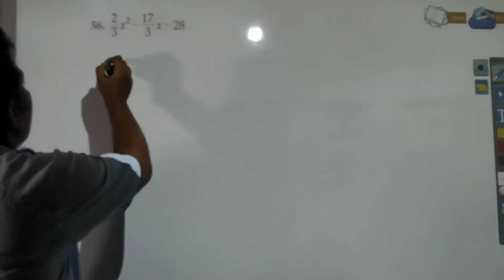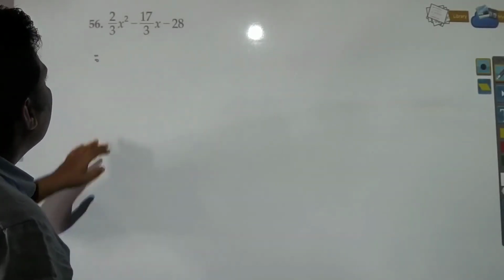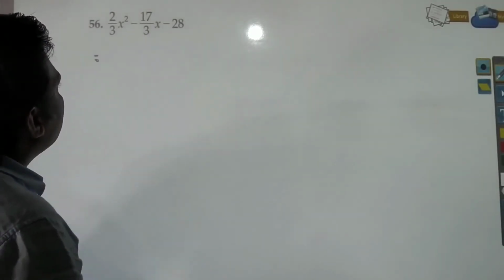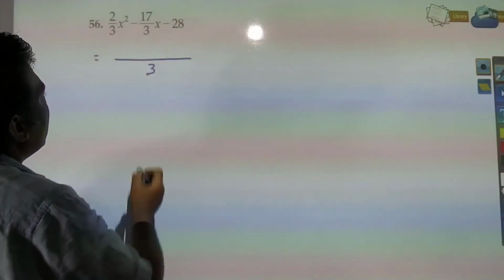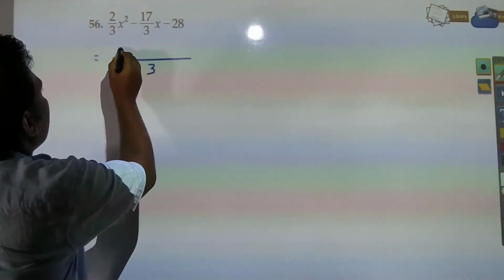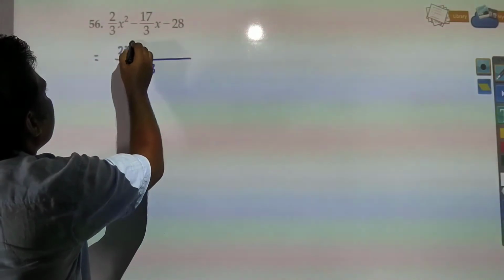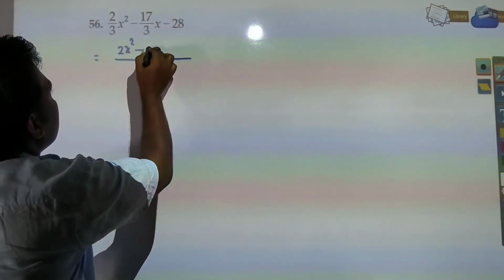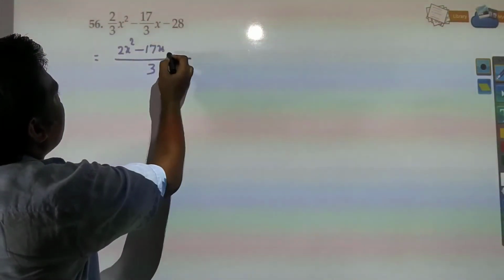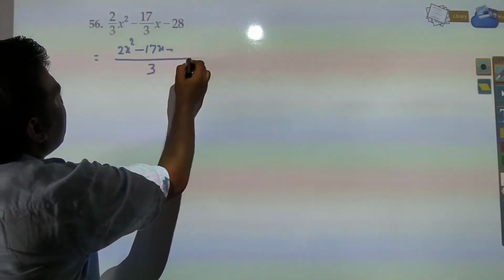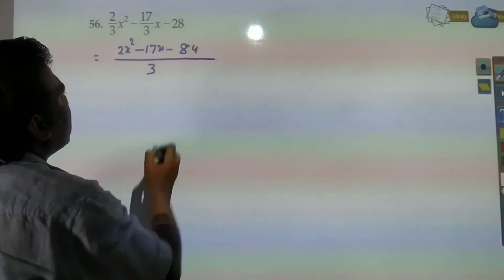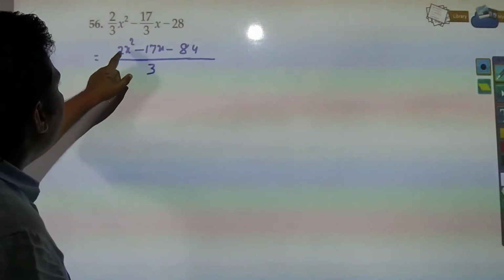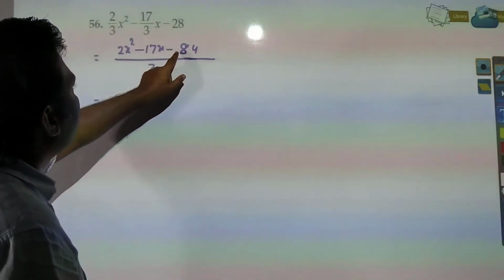Here you see what we will do in this type of question. Simply first we will simplify this, and for that what is needed? LCM is required to be taken, 3. So if you are taking out LCM 3, what you will be left with? 2x square minus 17x, and this will be minus 3 8s are 24, 3 2s are 6, and 2 8s are... So now you have, you see, 2x square minus 17x minus 84.